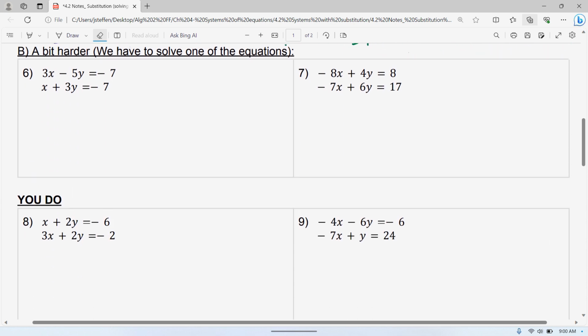However, especially number 6, you could use substitution. And the reason I say that is because this x is not all by itself, but it's close. There's no number in front. So to get that x by itself, all I have to do is move the 3y to the other side.